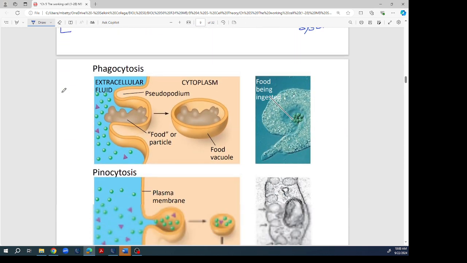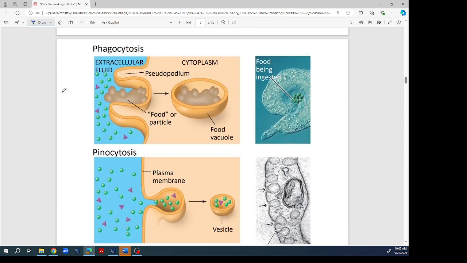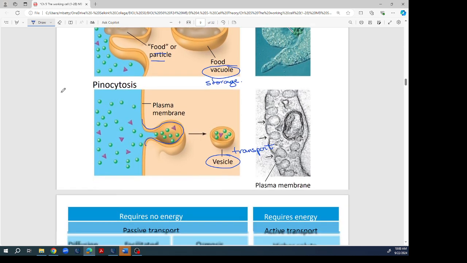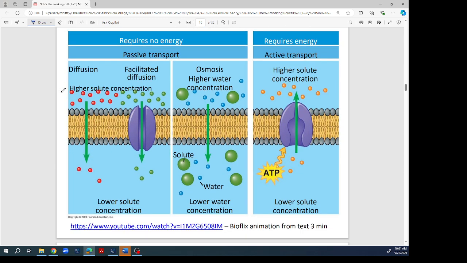So the next page gives a little bit of a picture of this. So phagocytosis would be food or the particle of it coming into a food vacuole. Remember vacuoles for storage. And then pinocytosis is drinking action. And so here we can see dissolved substances coming in as the plasma membrane folds on itself, making a vesicle for transport. This slide can really summarize the key parts of cellular transport.